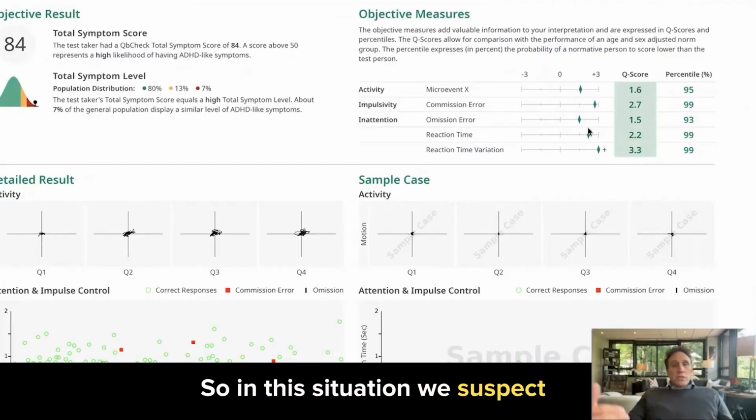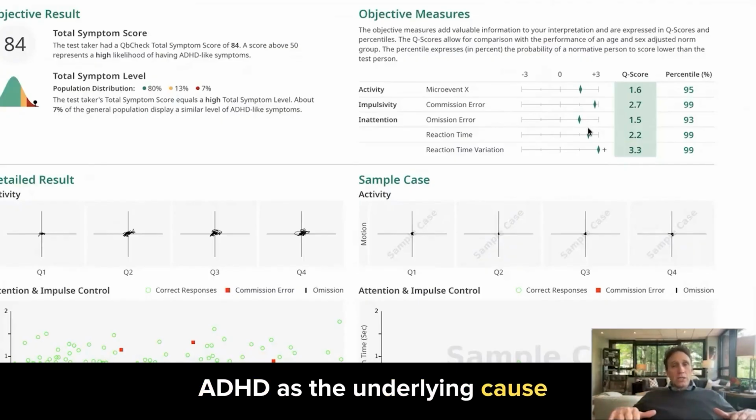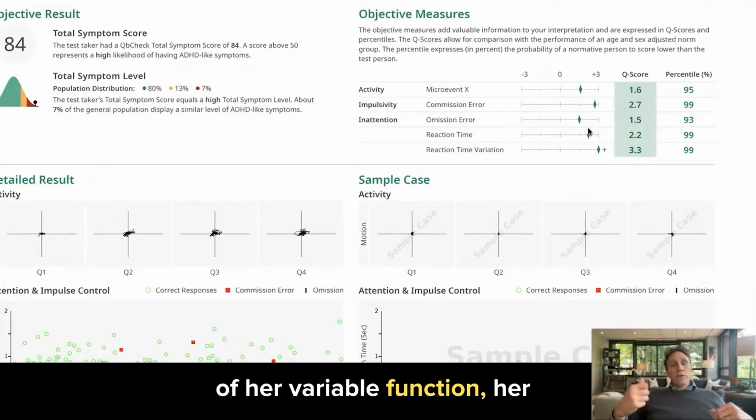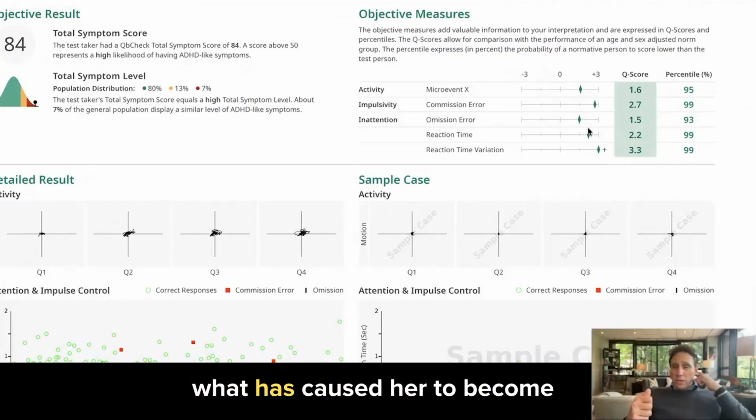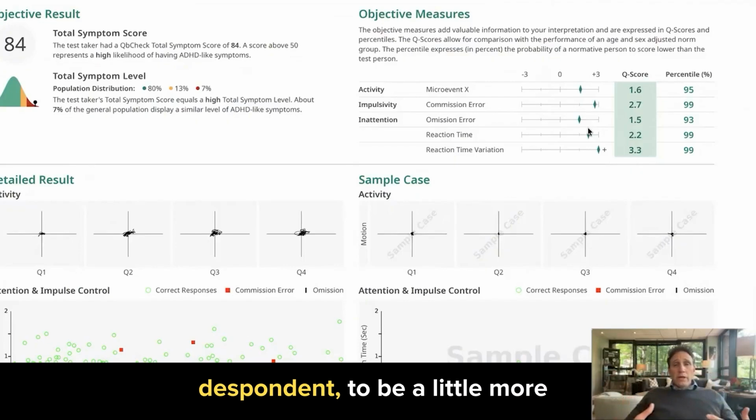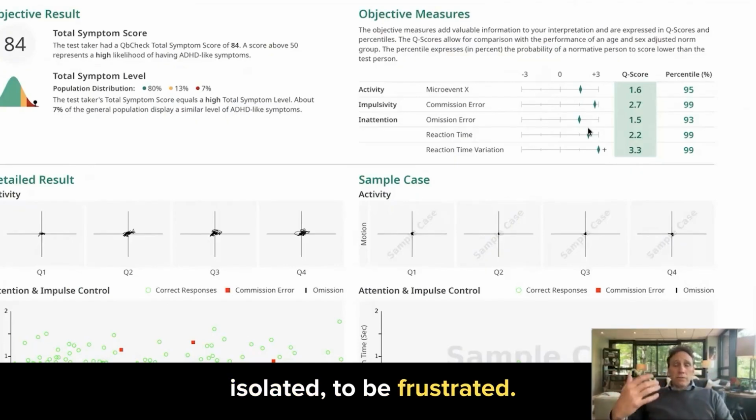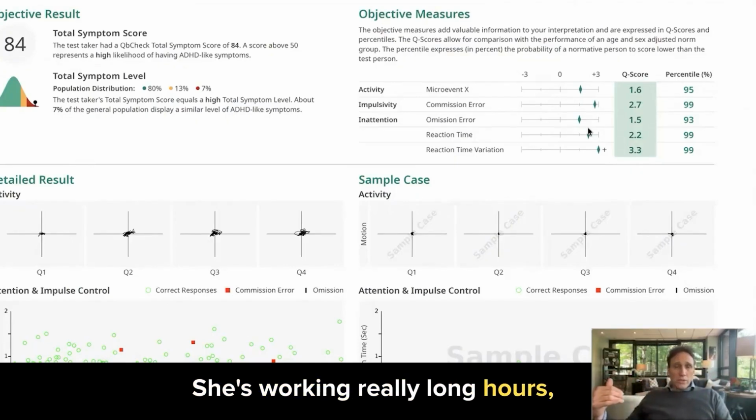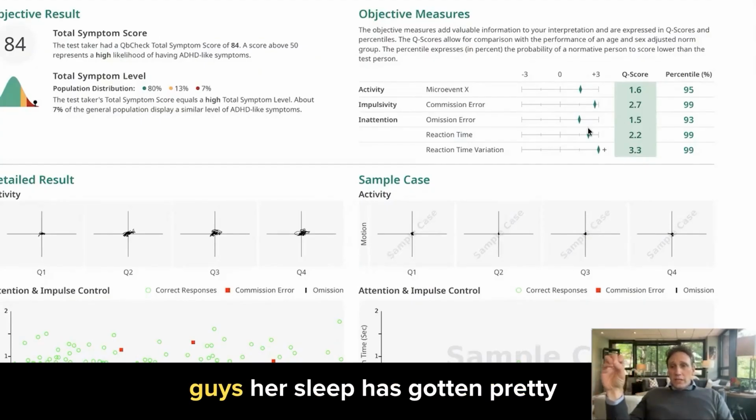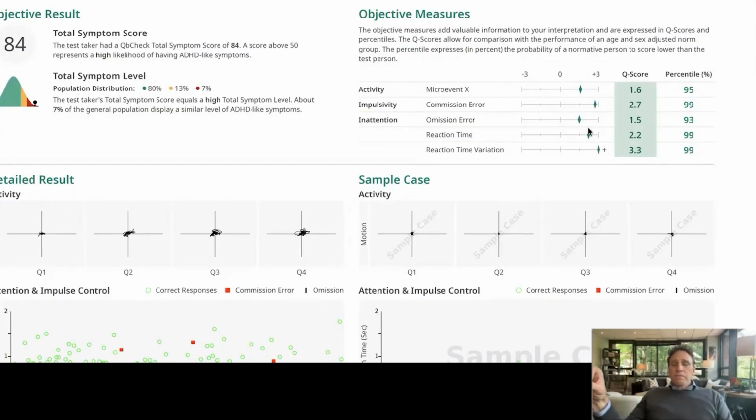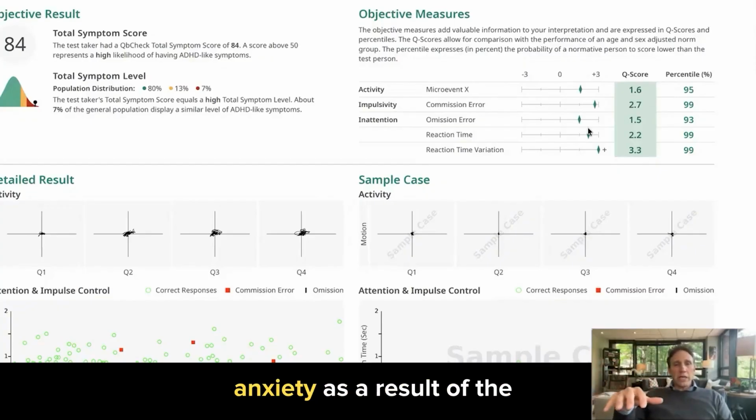So in this situation, we suspect that once we treat the ADHD as the underlying cause of her variable function, her functioning levels and inability to maintain them is really what has caused her to become despondent, to be a little more isolated, to be frustrated. She's working really long hours, losing contact with friends and family, doesn't have time to exercise, her sleep has gotten pretty messed up. And so it's kind of a perfect storm for her. And so we see the depression and anxiety as a result of the untreated ADHD.